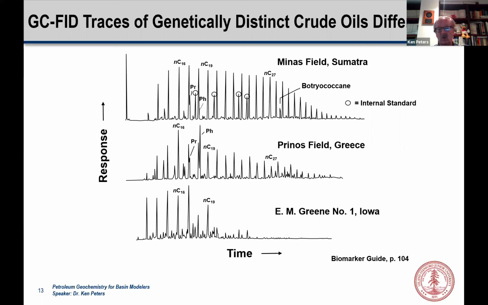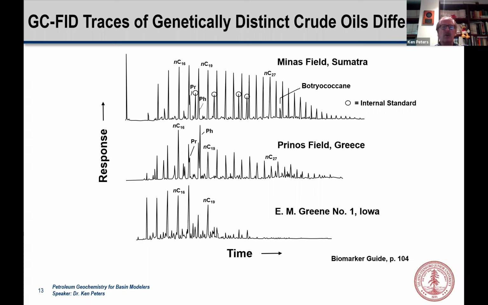Here's another very unusual oil from Iowa, central North America. It basically lacks pristane and phytane, and it's got a really pronounced odd to even preference in the alkanes. This essentially came from one organism. It's almost a monoculture in that marine environment. It was called Gloeocapsomorpha prisca.